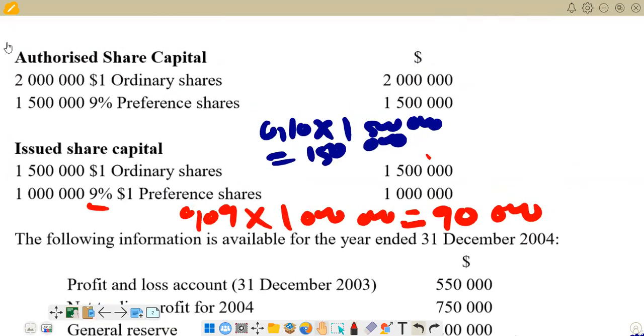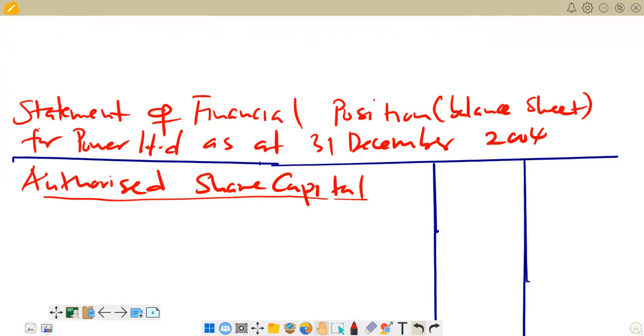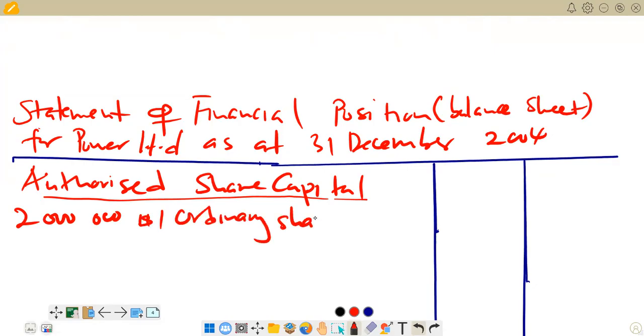We have $2 million ordinary shares of worth $2 million. Then we've got 1,500,000 9% preference shares of worth 1,500,000. So we're going to just list these ones. We put the total, we close it, since we are not going to use the figures in calculations. So we say $2 million ordinary shares, and they have a value of 2 million.